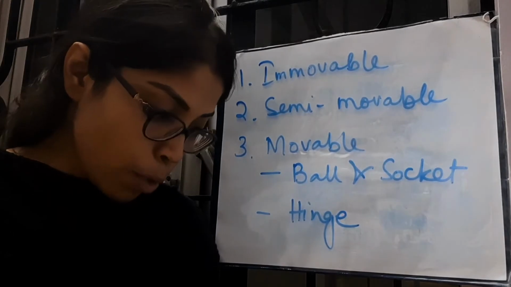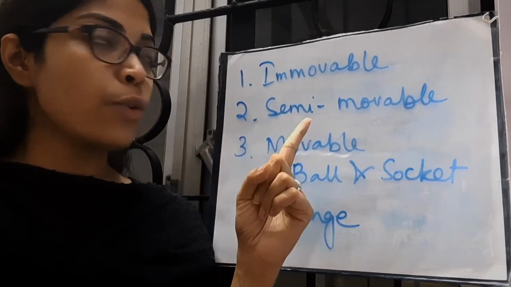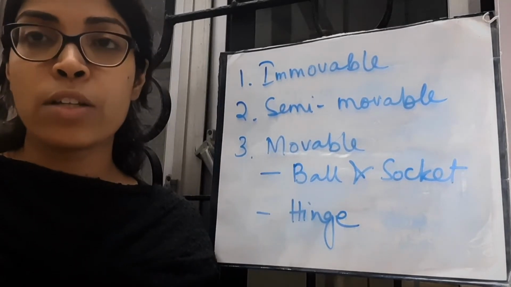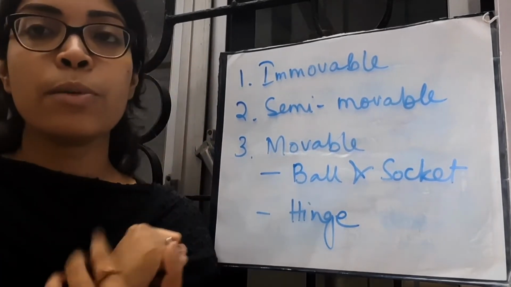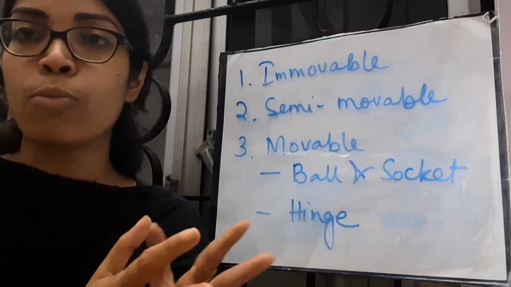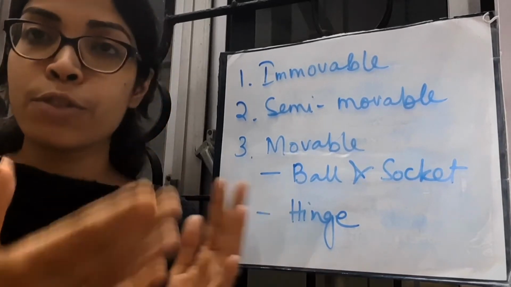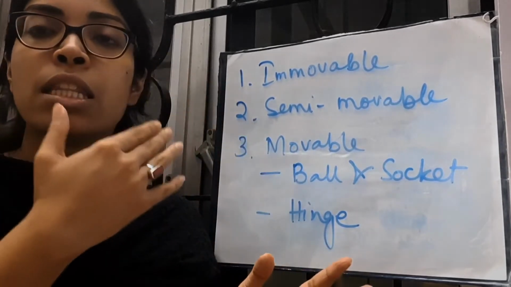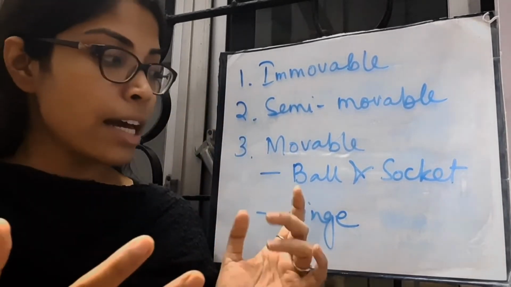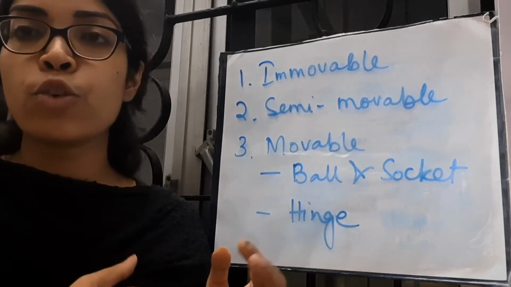So these are the two hinge joints in our body, our elbow joint and knee joint. So you will have to learn the types of joints. Immovable joint, example is the joints of our skull bones. Semi-movable joint, example is the joints of the different small bones in our vertebral column. Third one is the movable joint, which is of two types: ball and socket, the shoulder joint and the hip joint, and the hinge joint. The examples include elbow joint and knee joint.